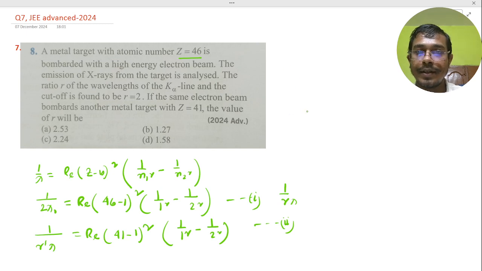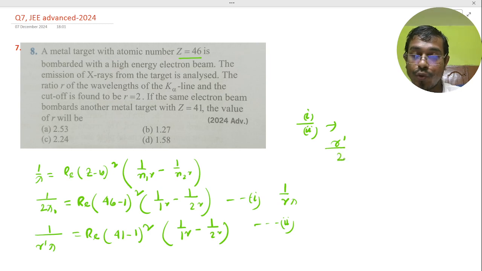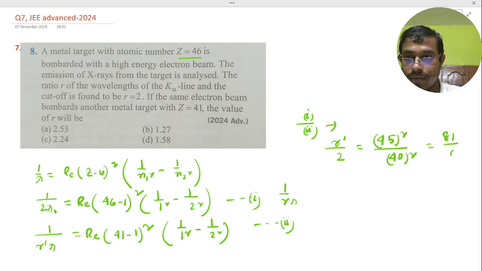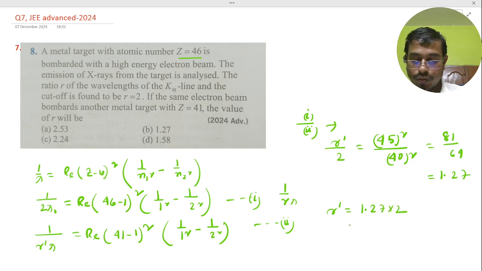So now we divide equation 1 by 2, we get R dash by 2 is equal to (4/5) whole square by (4/...) whole square is equal to 81 by 64. Calculate with numeric value, 1.27. So R dash becomes 1.27 into 2, so basically 2.54. So 2.54 is nearly equal to 2.53, our answer, option A would be the correct.